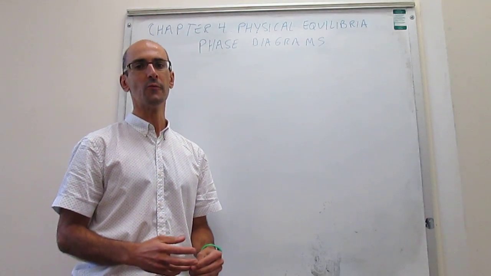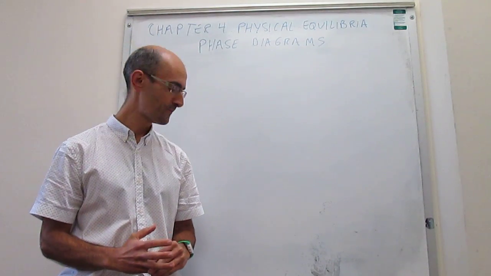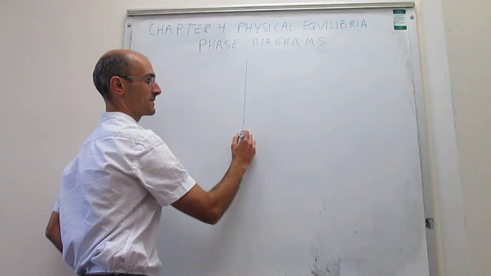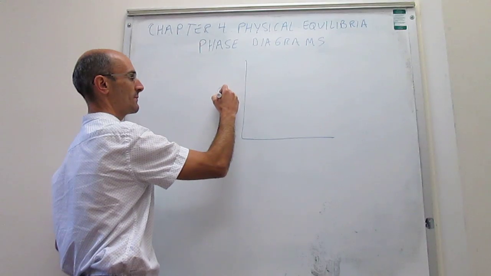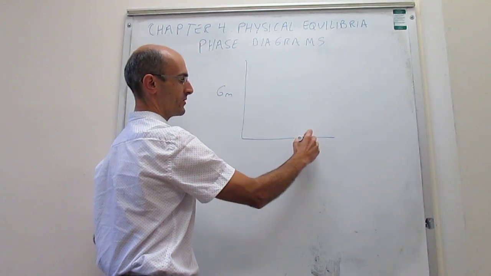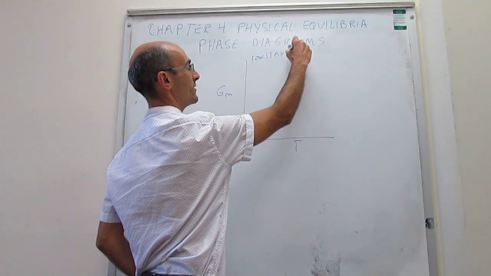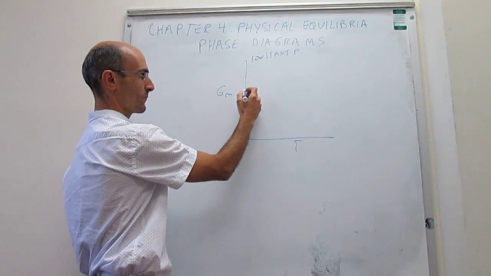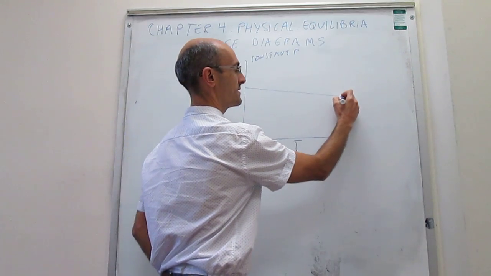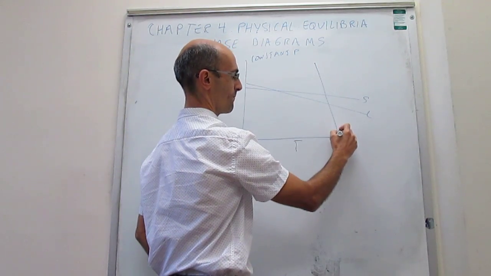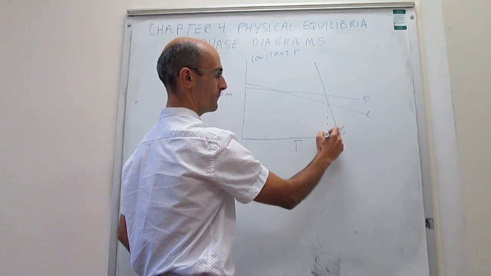In this video, we explain the phase diagram for water. When we were looking at diagrams that represent the molar Gibbs energy versus temperature at constant pressure, we learned that water had a special behavior. The lines are like this. That's the solid, that is the liquid, and this is the gas. That would be the boiling point.